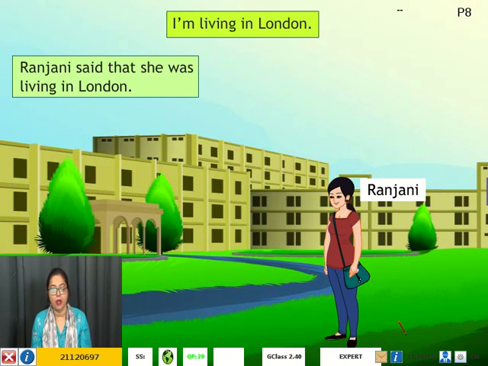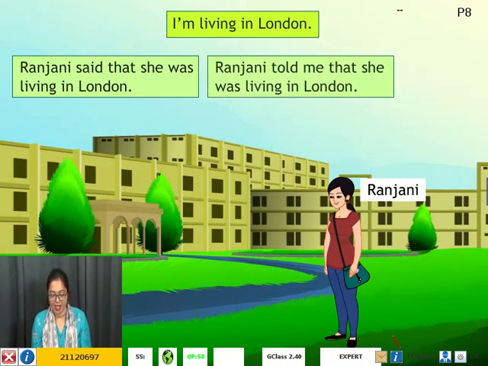So let's see how things are reported. Ranjani said that she was living in London. So I am living in London is the exact words said by the speaker. And when it is converted into indirect speech, Ranjani said that she was living in London. Again, I am giving you a reminder that the word that is used as a connector.